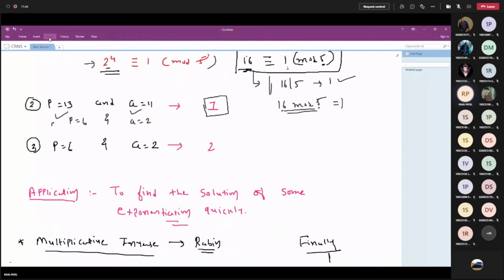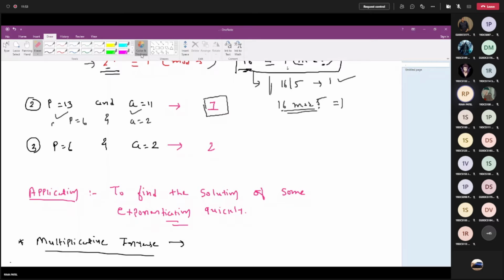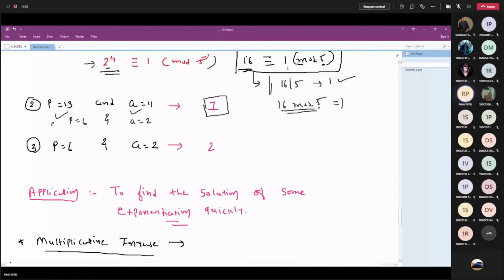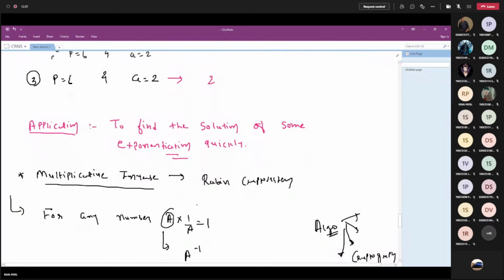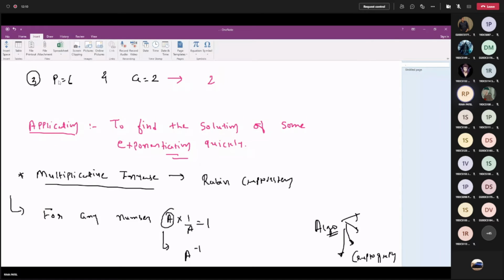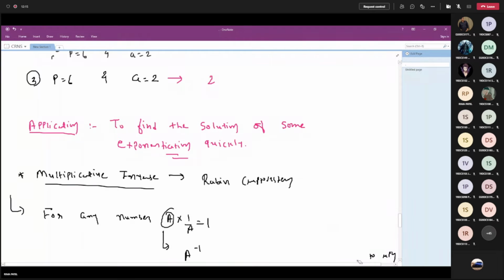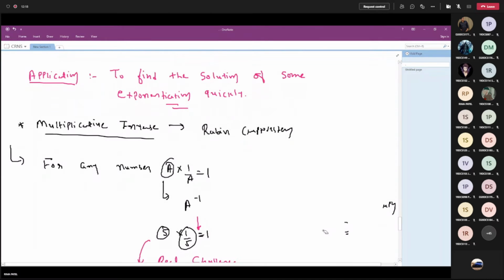Now there's the multiplicative inverse. The concept is going to be used in the RSA algorithm also, and in the next algorithm, that is the Rabin algorithm, the Rabin crypto system. Okay. So how are you going to find the multiplicative inverse? Tell me.